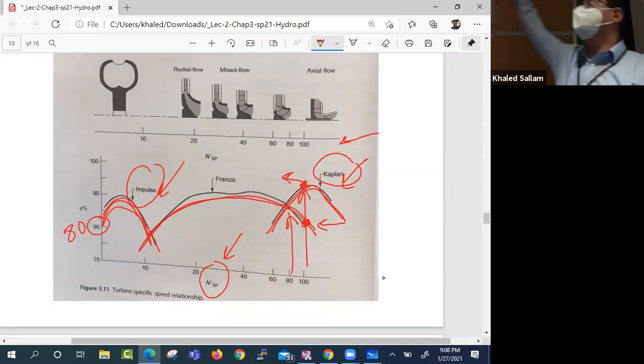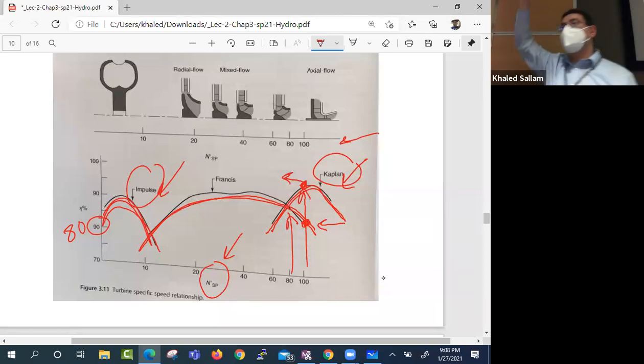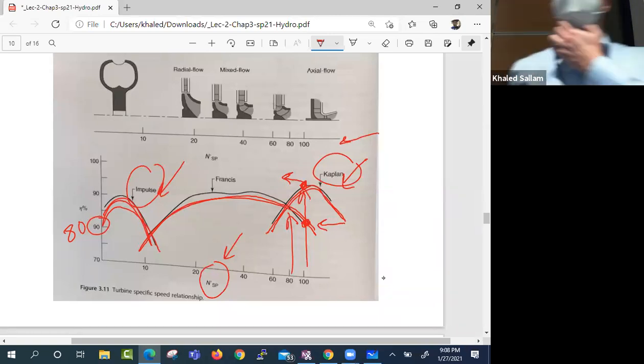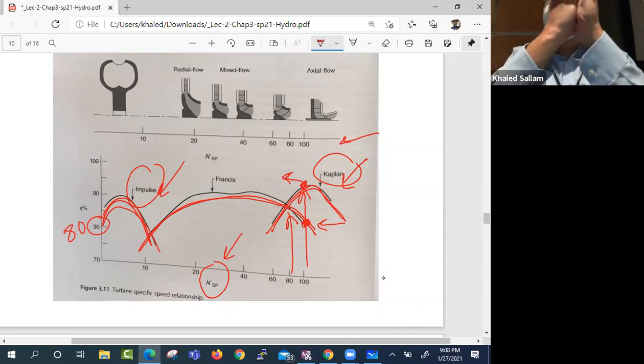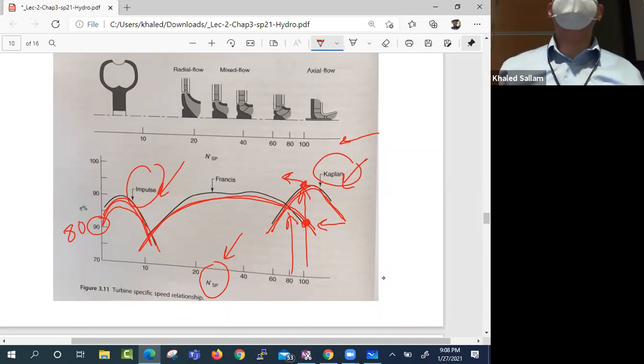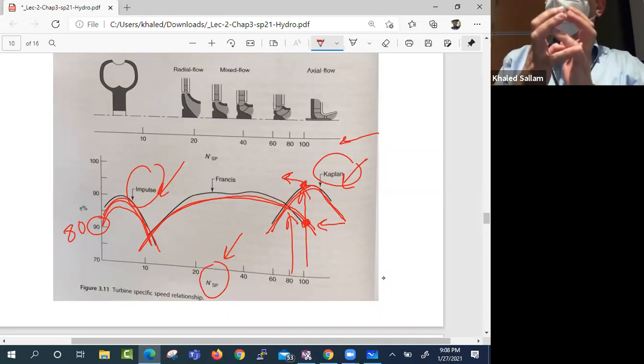Large head means that the dam is very, very high, and so the gH would be really big. Therefore the pressure just before the stator is going to be really big, and that's why you need something confined to handle that pressure. You will not be able to handle huge pressure with an open rotor. You need a closed rotor.